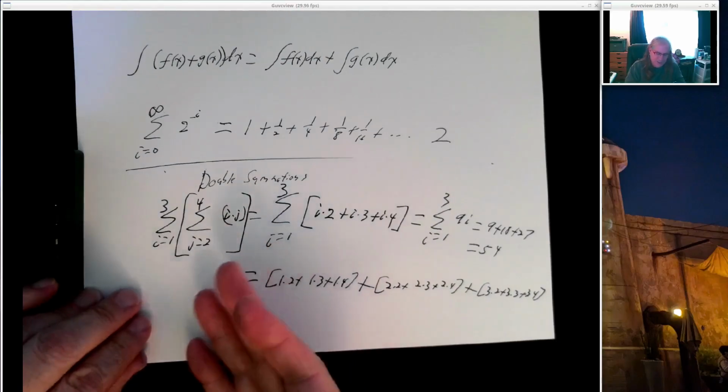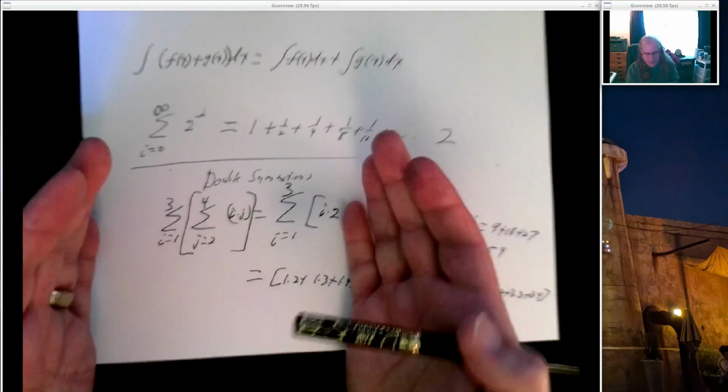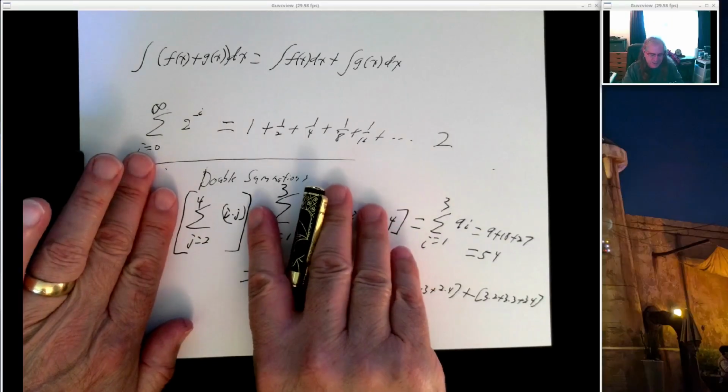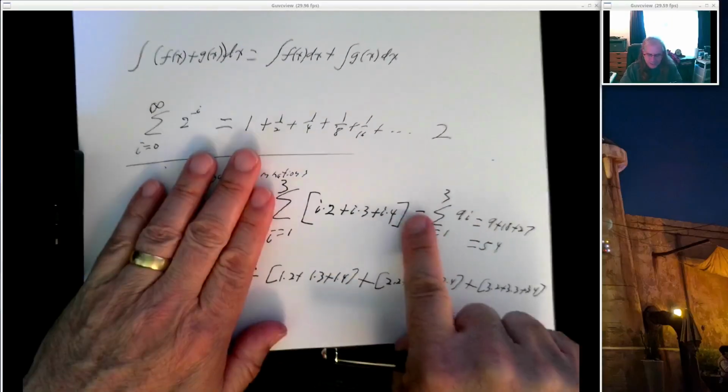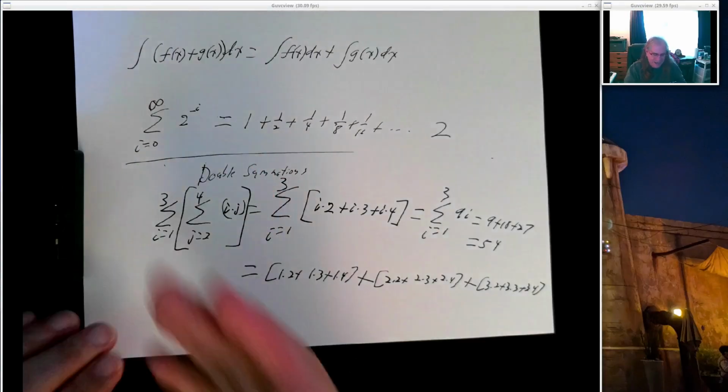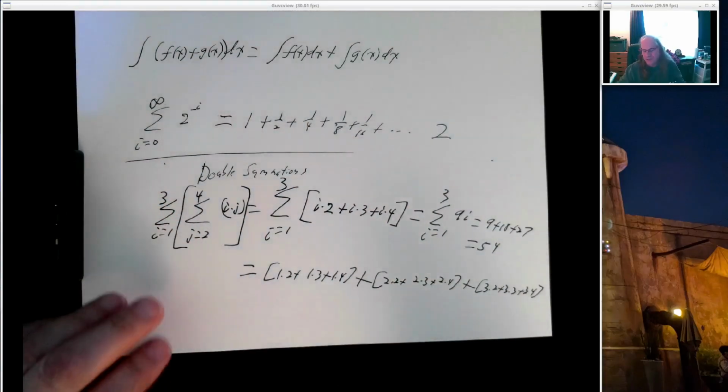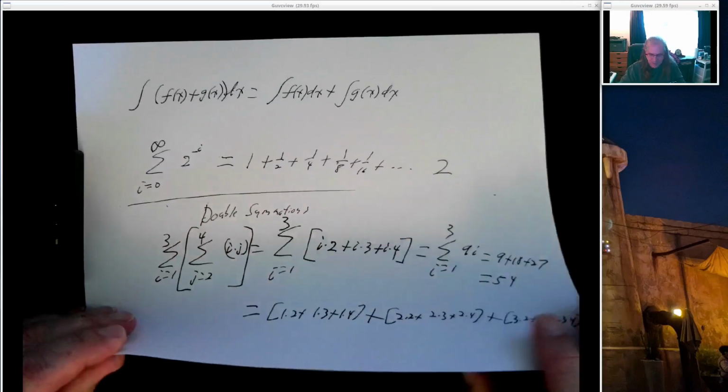So double summations, just do the inner summation first. Treat it like just, you know, an expression by itself. It will have extra variables in it, that's okay. And then just do the summation of that. And if I had another summation outside, I can do that too. No problem.